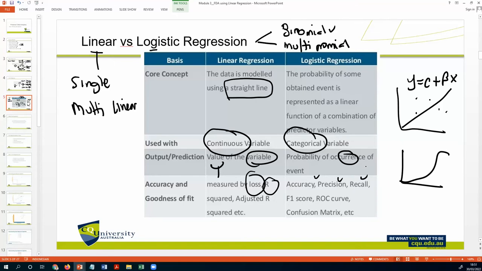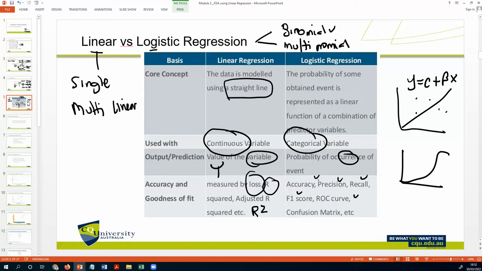The goodness of it: R square, adjusted R square. In the logistic, confusion matrix, ROC curve, F1 score, next week. So this is the basic concept of linear regression. Up until this slide, any questions before I continue?